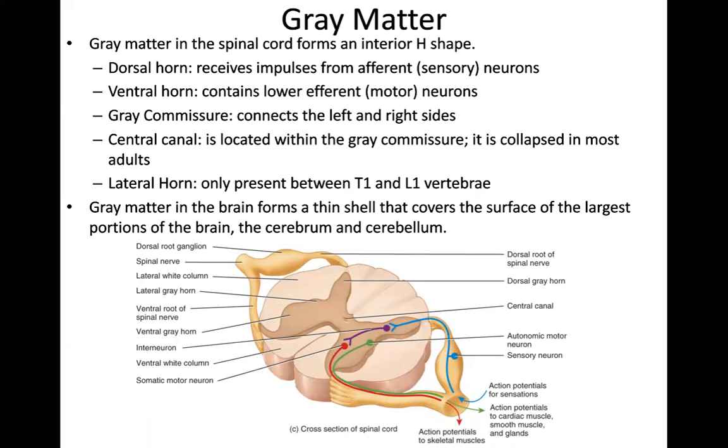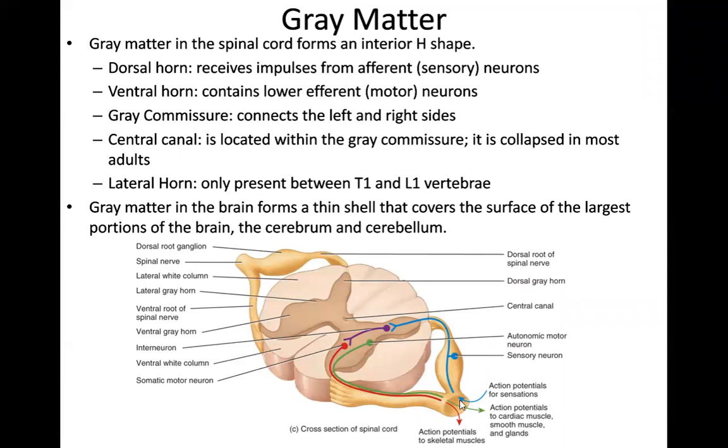Now when a signal comes into the spinal cord, we can see it arcing like this, in and then right back out. That's what happens when we touch something hot, so that we immediately remove our hand from that hot object.